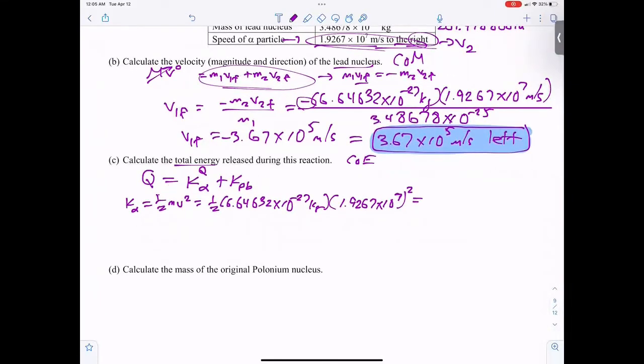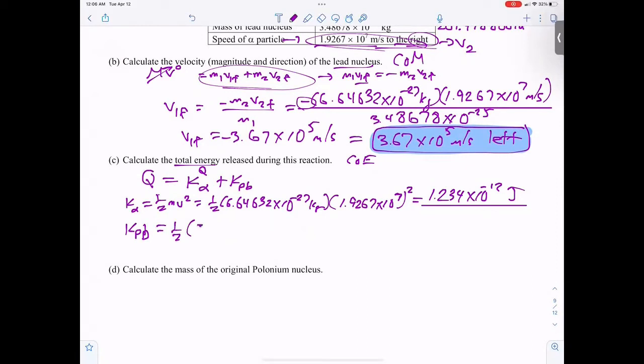Okay, now make sure you practice putting this in your calculator yourself, because these are really super small numbers, and a lot of scientific notation is involved here. We get about 1.234 times 10 to the negative 12 joules for the kinetic energy of the alpha particle. The kinetic energy of the lead is also 1/2 mv squared, but it's 1/2 mv squared of the lead.